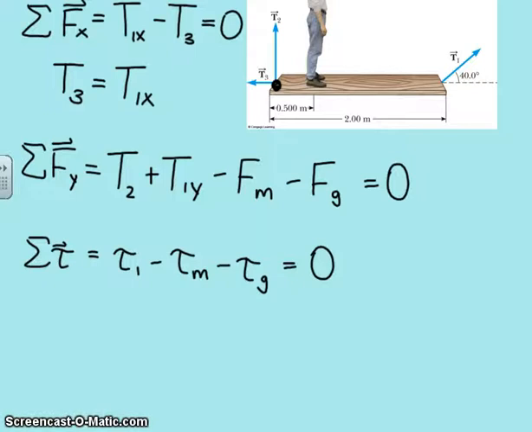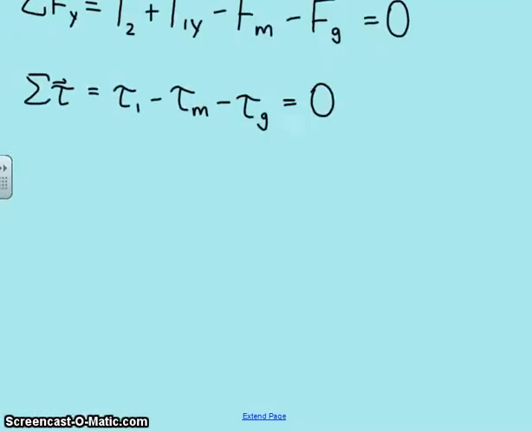I now am going to work with this last equation here. I'm going to write out the equations for each of these. So tau1 we know is T1, that first tension, times r sine theta.